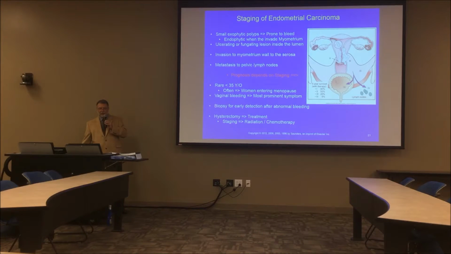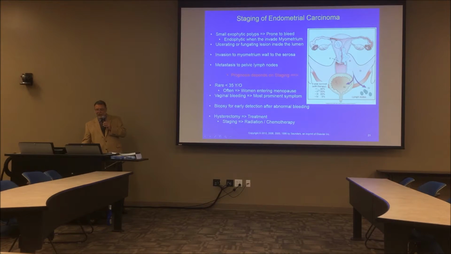Typically, we'll start with some sort of exophytic polyps, and they tend to bleed, but some will be endophytic and invade the myometrium, and that's a little bit harder to detect. A fungating, mushroom-shaped lesion inside the lumen will be easy to find because of bleeding. Invasion of the myometrium typically goes into the serosa in time. Metastasis to pelvic lymph nodes is going to be stage 4. So depending on that staging, this is the survival rate.